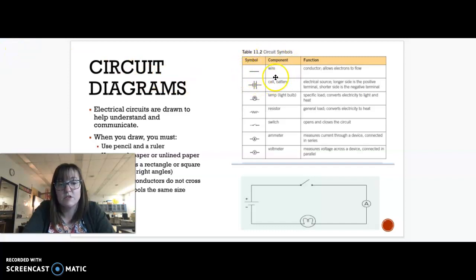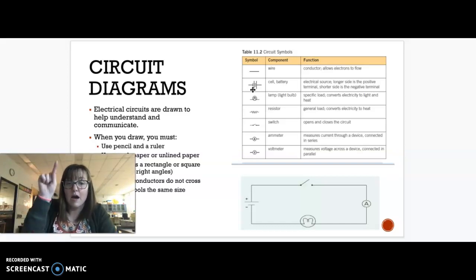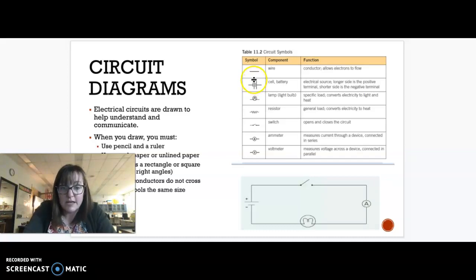You've got your wire, which is just a straight line, a cell or a battery, and how you remember what the cell or battery is that the short line is the negative, because to draw a negative sign takes just a teeny bit of ink. A positive has much more ink and twice as much because it goes down and across. So the longer line is the positive side.